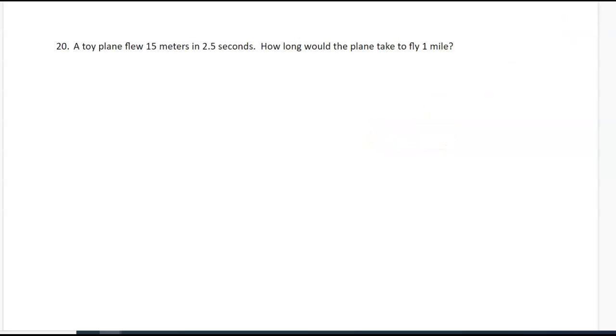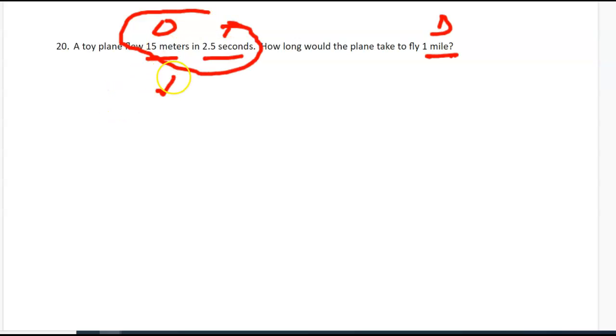And then number 20, we have a toy plane flew 15 meters, so it's a distance, in 2.5 seconds. That's a time. How long would the plane take to fly 1 mile? So this one here, we have 2 distances. The first one, these distance and times go together. And if we know a distance and time, that tells us we can find the speed. So speed equals distance over time.